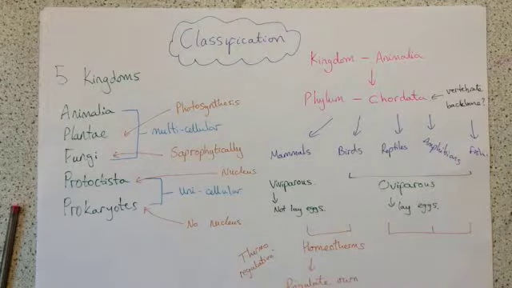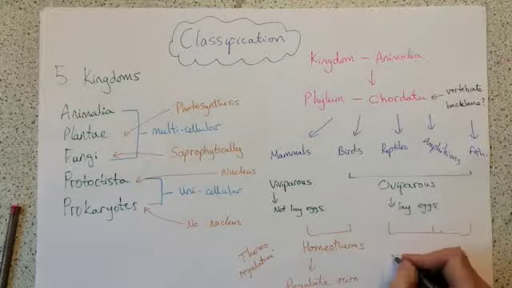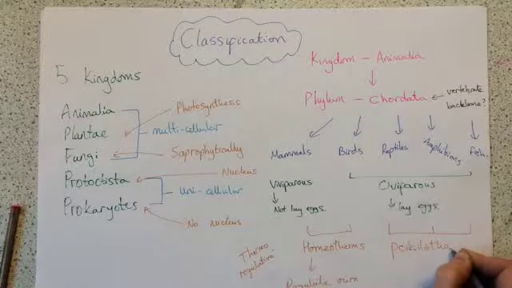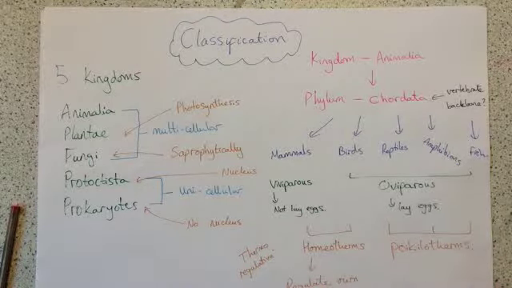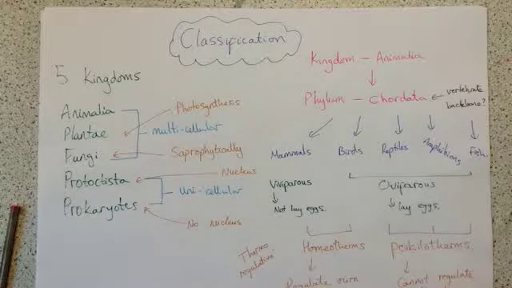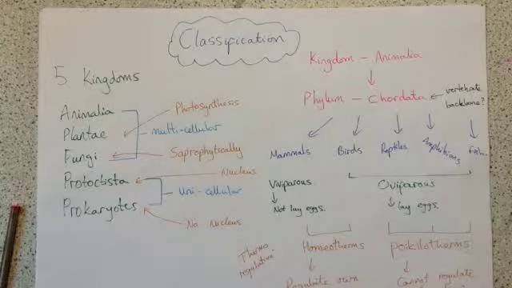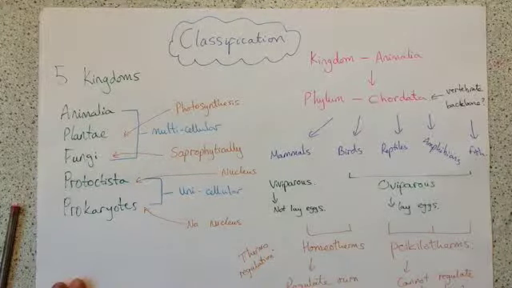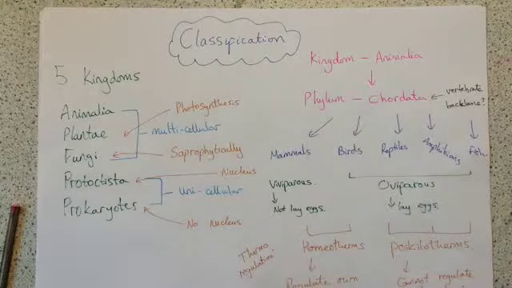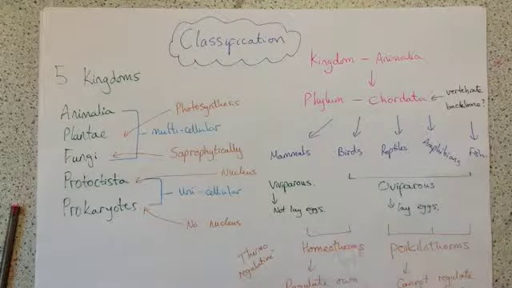Reptiles, amphibians, and fish are poikilotherms. This means they cannot regulate their body temperature. For example, reptiles use the sun. They'll soak up all the sun's heat. Okay? You could say mammals and birds are warm-blooded. We regulate that. These are cold-blooded.